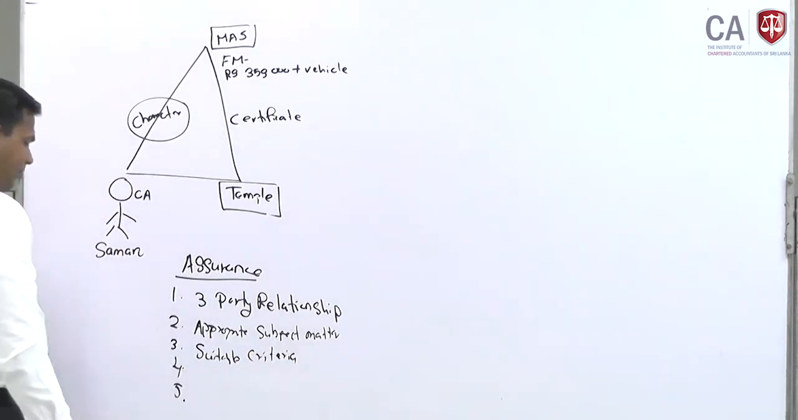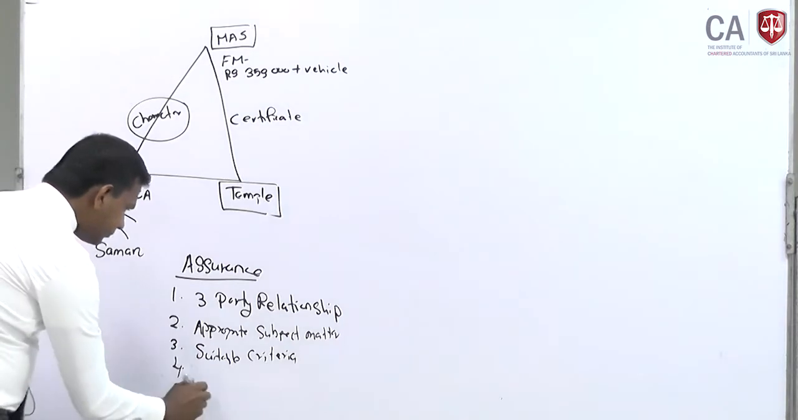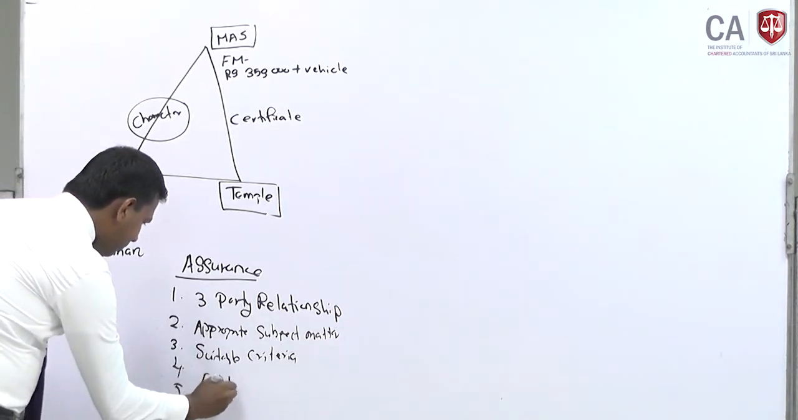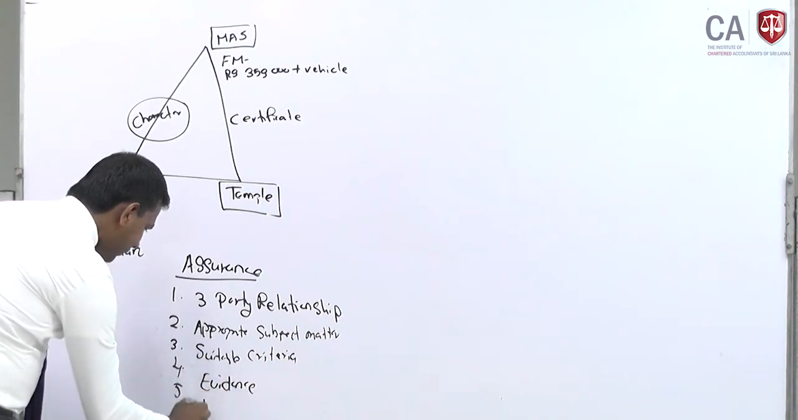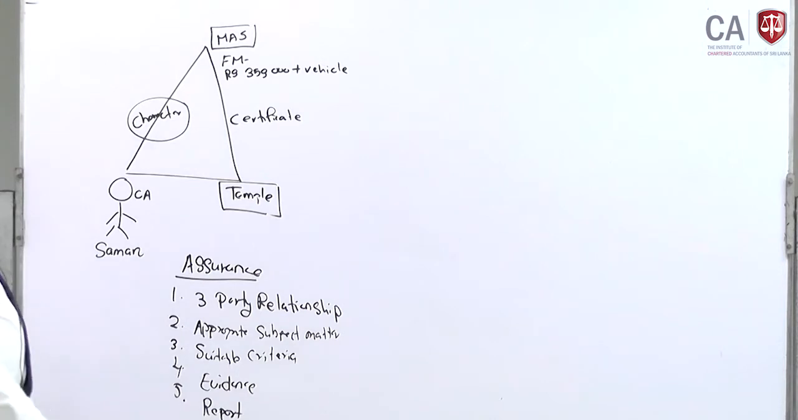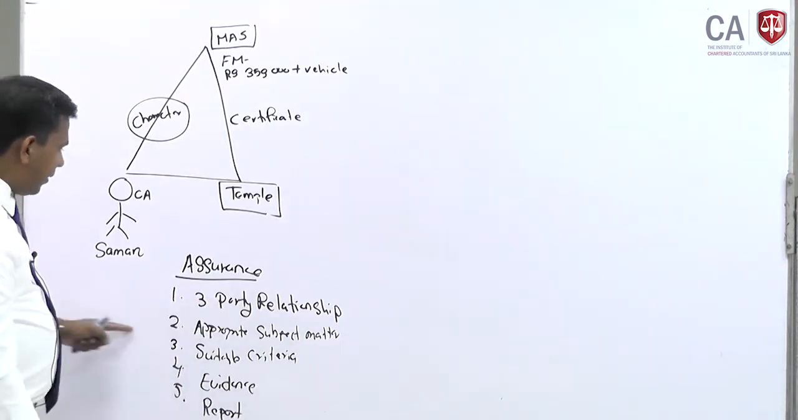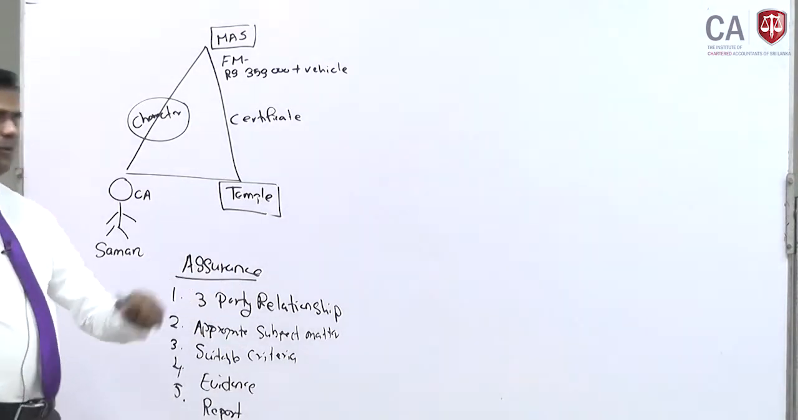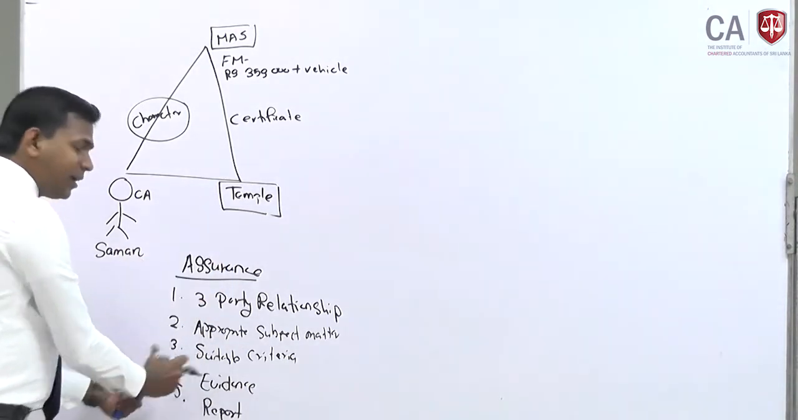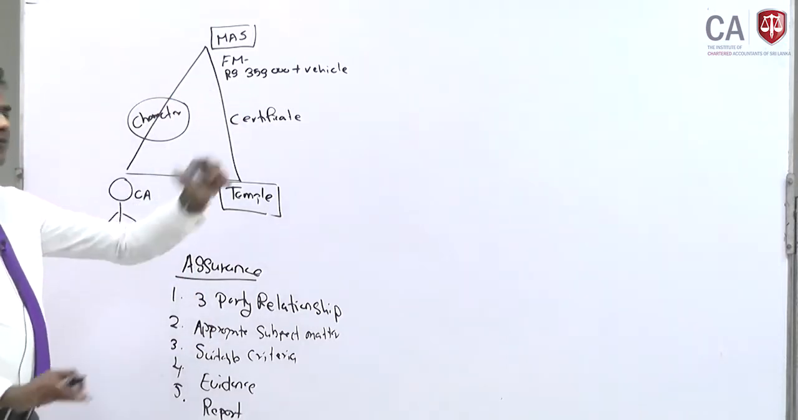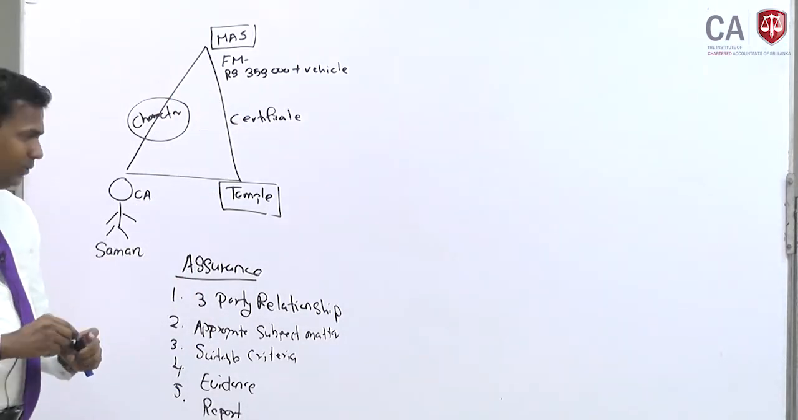Suitable criteria. Then evidence. And then report. You see, three-party relationship, appropriate subject matter, suitable criteria, evidence, and then report. So if these five things are complied with, it is called an assurance. So this subject matter can be applied for anything. It was very clear in the first video.